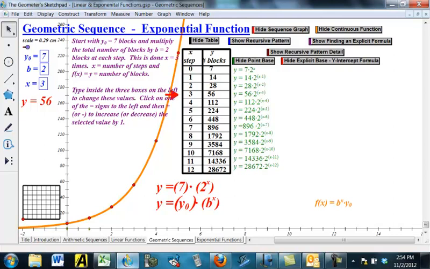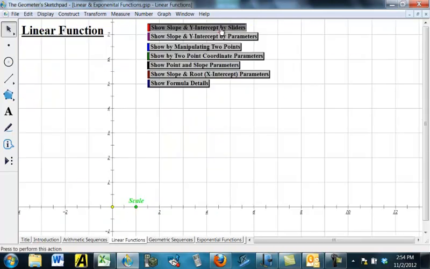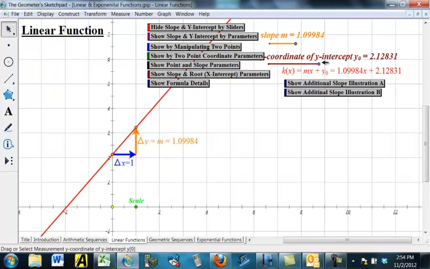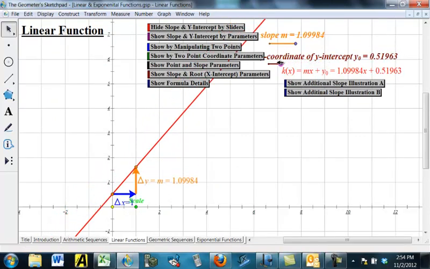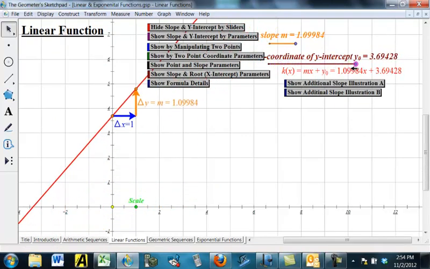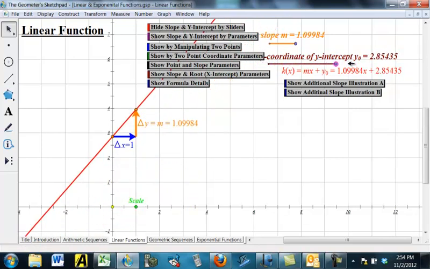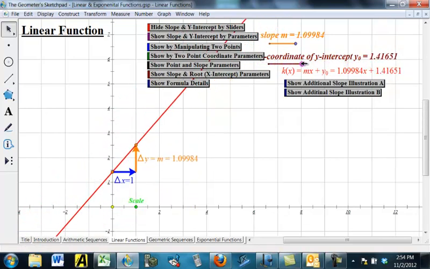Okay, that's a pretty good introduction to sequences. Let's do a really quick overview, really fast, of some graphing. And remember that the y-coordinate of the y-intercept is given by y0, and that's going to just be a vertical shift.